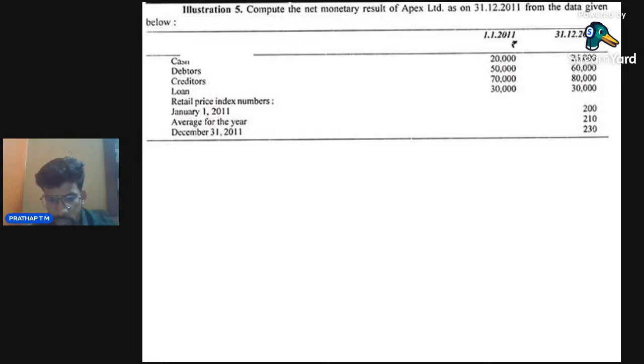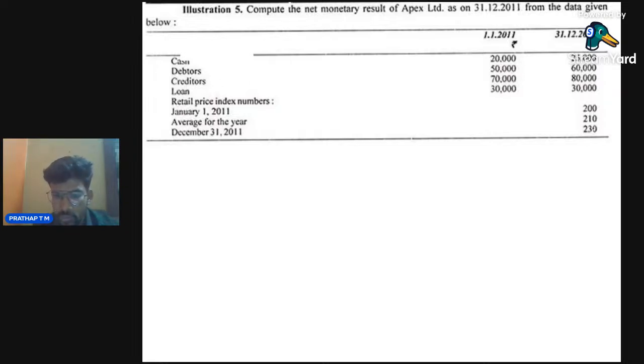Okay. Next, we calculated current liability. Now we have to calculate for current assets. The opening current assets is 1 lakh. Sorry, the closing current assets is 70,000. Sorry, opening is 1 lakh, and the closing value of current assets is 85,000.